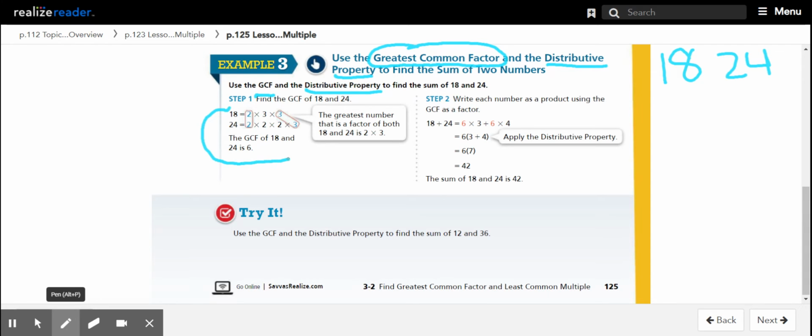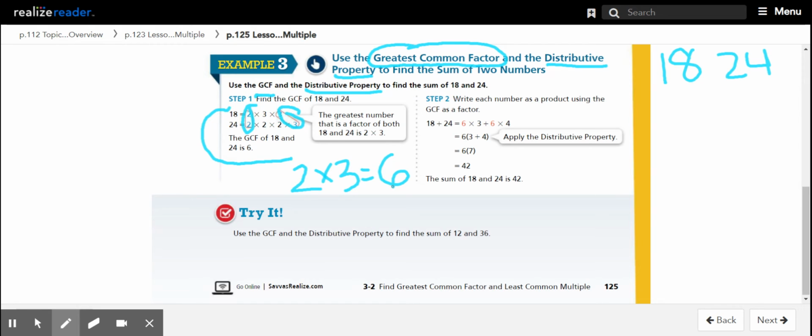So if we were to use a factor tree to find the prime factors of 18, we get 2 times 3 times 3. And then for 24, 2 times 2 times 2 times 3. And then we look for the factors that are in common. So we have a 2 in common and a 3 in common. And in order to find the GCF, we take the factors that are in common, the buddies, we multiply them together, and the GCF for 18 and 24 is 6.